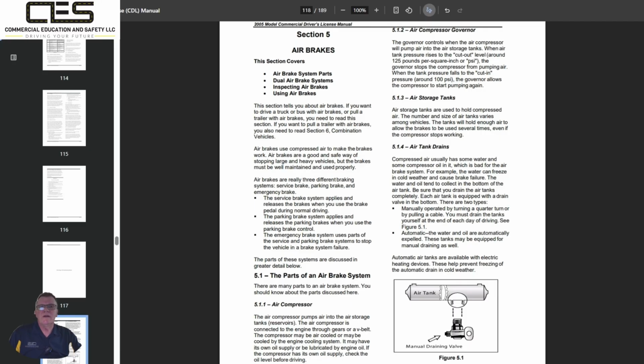We've covered in the other sections and segments general knowledge, Section 2, and Section 3, which is transporting cargo safely. And now we're moving into air brakes. So that's going to be Section 5 in your driver's manual.